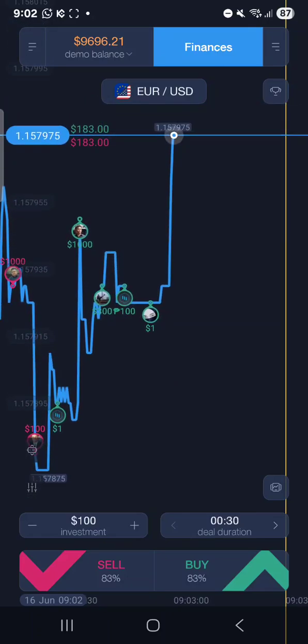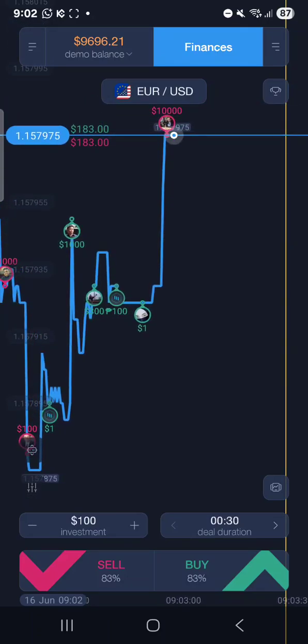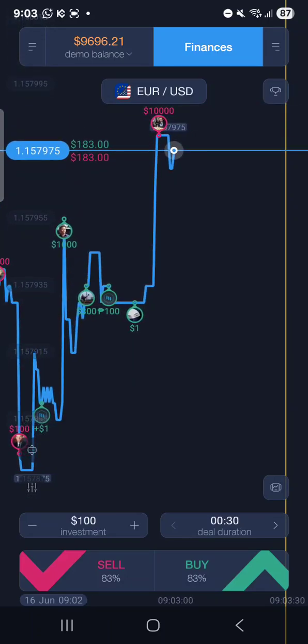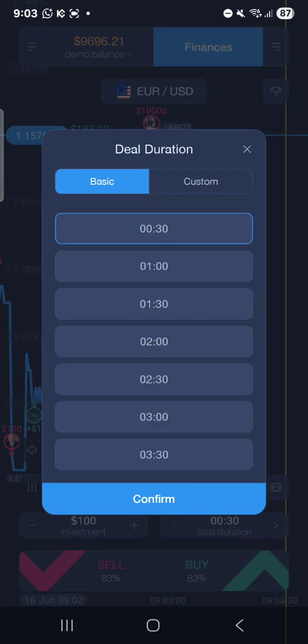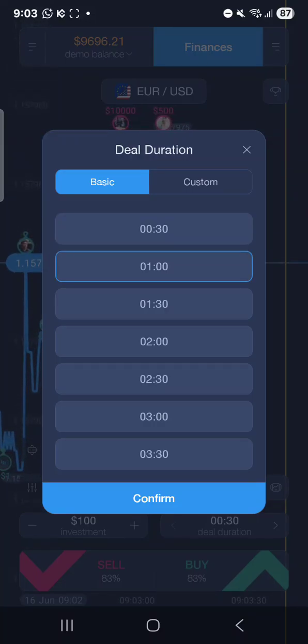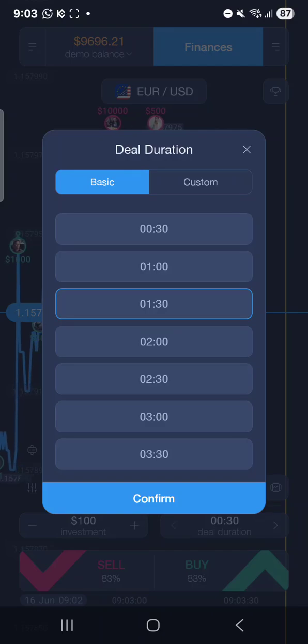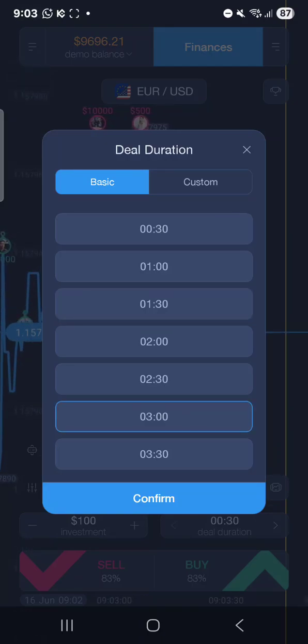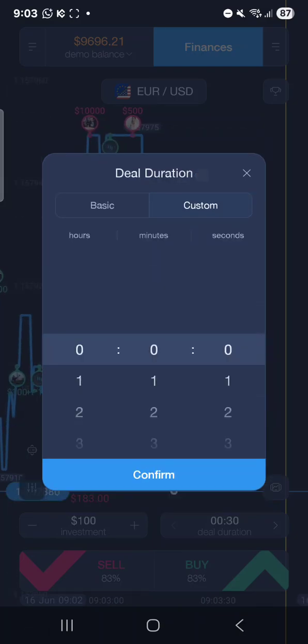Now when trading on Expert Option, you need to set the duration of your trade. If you look below, you are going to see something called deal duration. If I click on it, you can see that you can set the duration of your trade. You can decide if you want your trade to run for 30 seconds, 1 minute, 1 minute 30 seconds, or 3 minutes. You can set the duration you want your trade to run. You can even customize it.